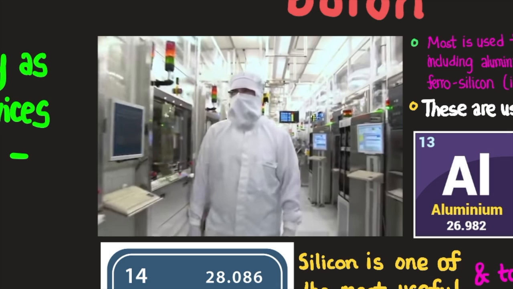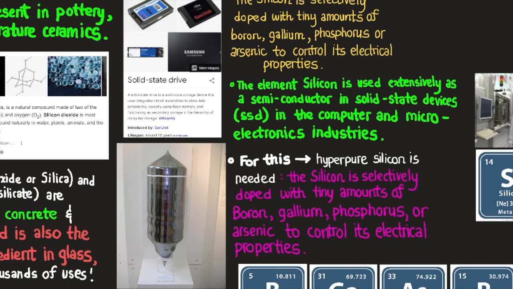So let's take a look at the people that work with silicon on a daily basis and how they work it to create the devices that we use, such as this device that I'm using to create this video. Let's continue. So silicon is selectively doped with tiny amounts of boron, gallium, phosphorus, or arsenic to control its electrical properties, as previously mentioned. A solid-state drive is a solid-state storage device that uses integrated circuit assemblies to store data persistently, typically using flash memory and functioning as secondary storage in the hierarchy of computer storage.